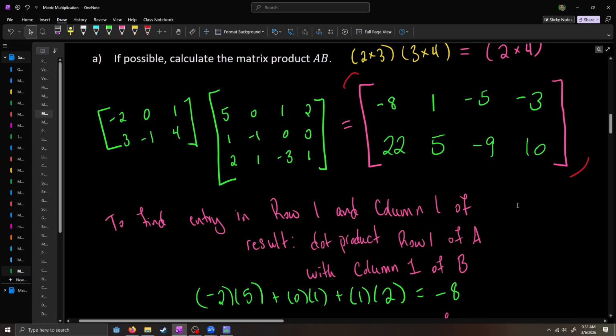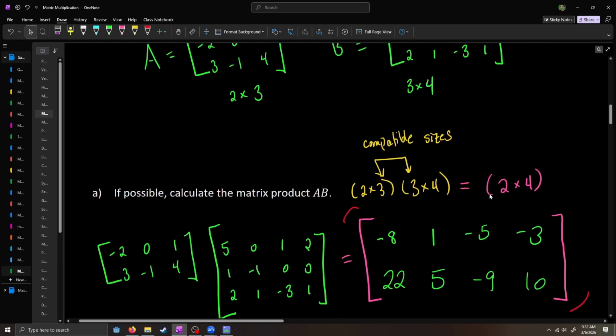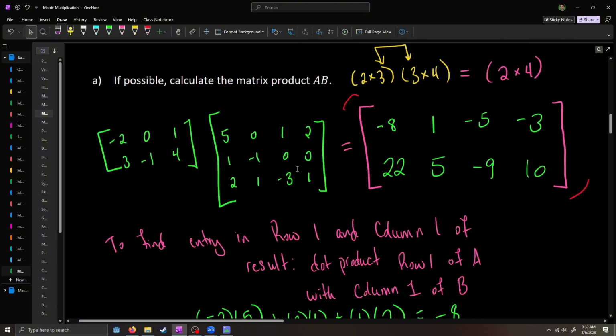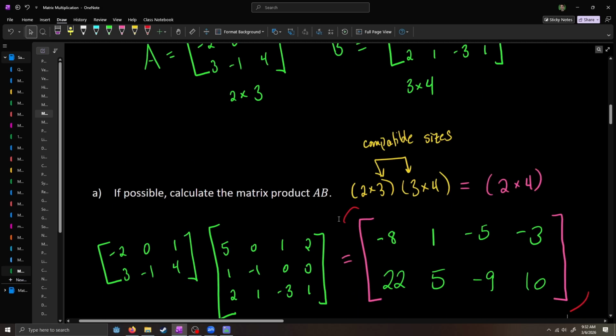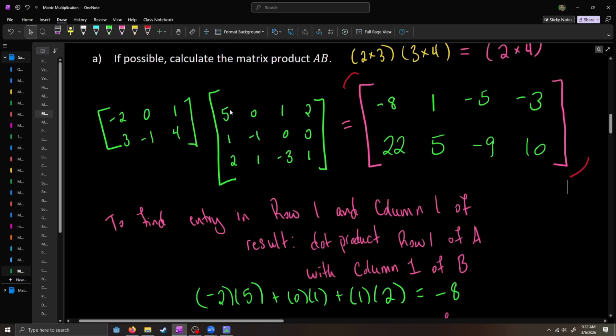And so this is the reason why, in order for it to be possible to multiply the matrices together, the number of columns of A has to match the number of rows of B. If this didn't match, then the dot products involved in the matrix multiplication would not be well defined, because when we dot product two things together, they have to be exactly the same number of entries.